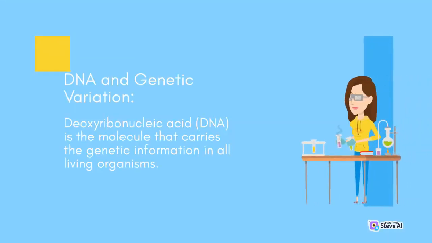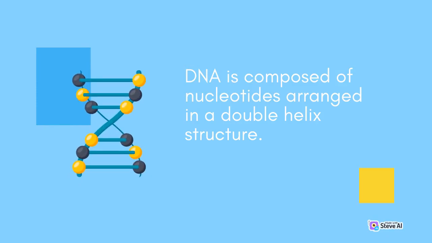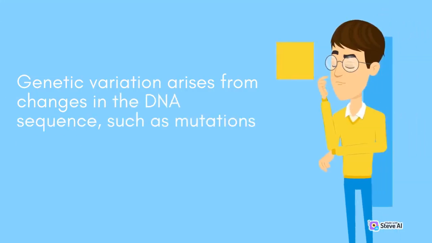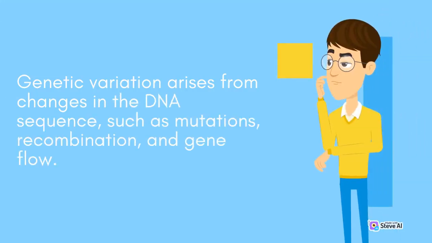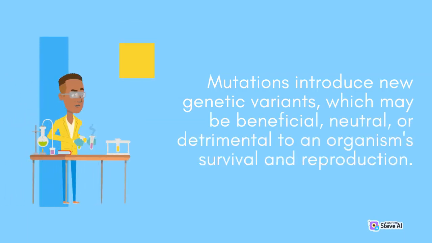DNA and genetic variation. Deoxyribonucleic acid, DNA, is the molecule that carries the genetic information in all living organisms. DNA is composed of nucleotides arranged in a double helix structure. Genetic variation arises from changes in the DNA sequence, such as mutations, recombination, and gene flow. Mutations introduce new genetic variants, which may be beneficial, neutral, or detrimental to an organism's survival and reproduction.